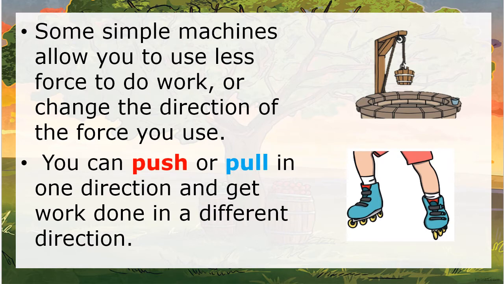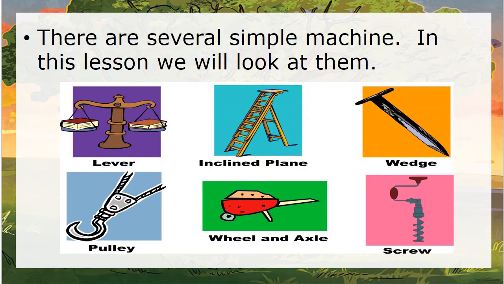You can push or pull in one direction and get work done in a different direction. There are several simple machines. In this lesson, we will look at them: the lever, the inclined plane, the wedge, the pulley, wheel and axle, and the screw.